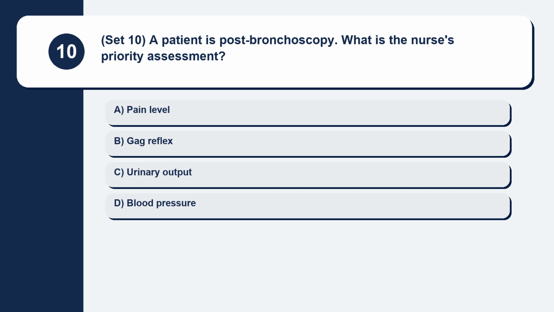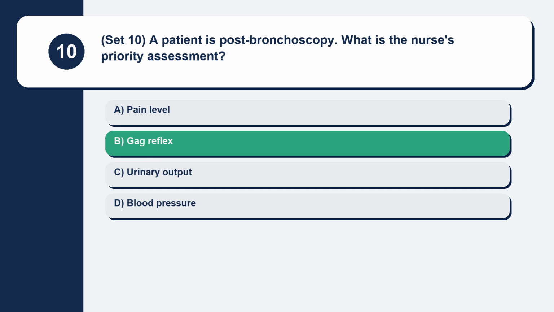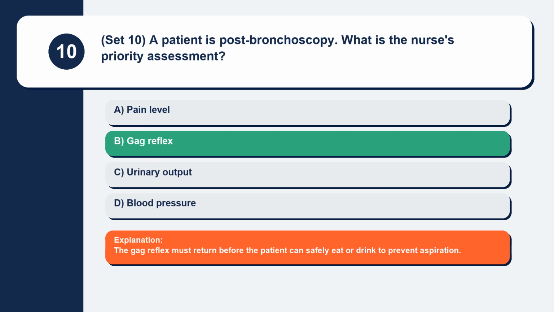Question 10, Set 10. A patient is post-bronchoscopy. What is the nurse's priority assessment? Pain level, gag reflex, urinary output, blood pressure. The gag reflex must return before the patient can safely eat or drink to prevent aspiration.